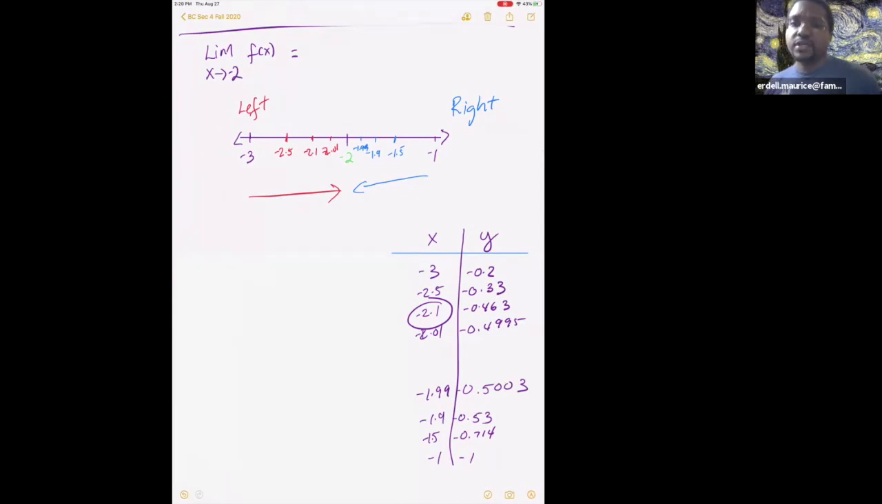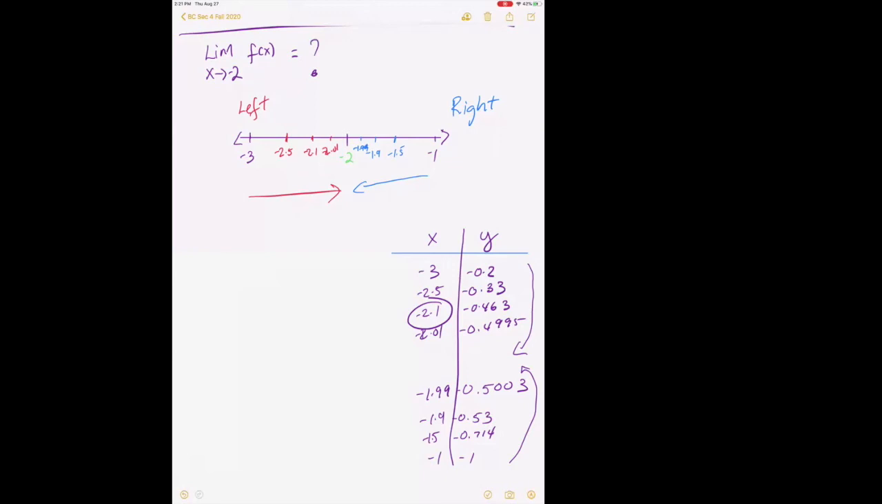And so my question to you is, if you look at the y values right here, what number is squeezed in the middle? What will be the limit of the expression? Can anybody make a guess as to what that limit is going to be? -0.5.